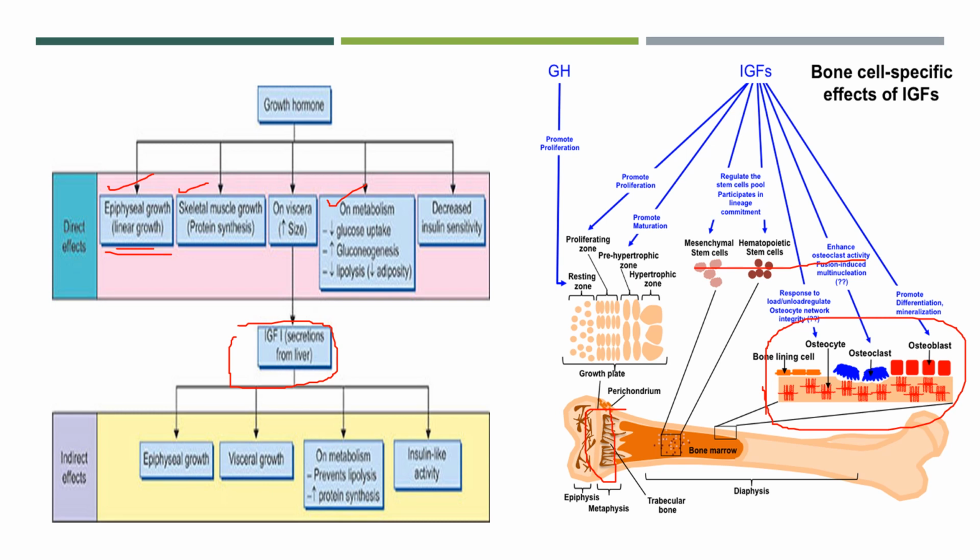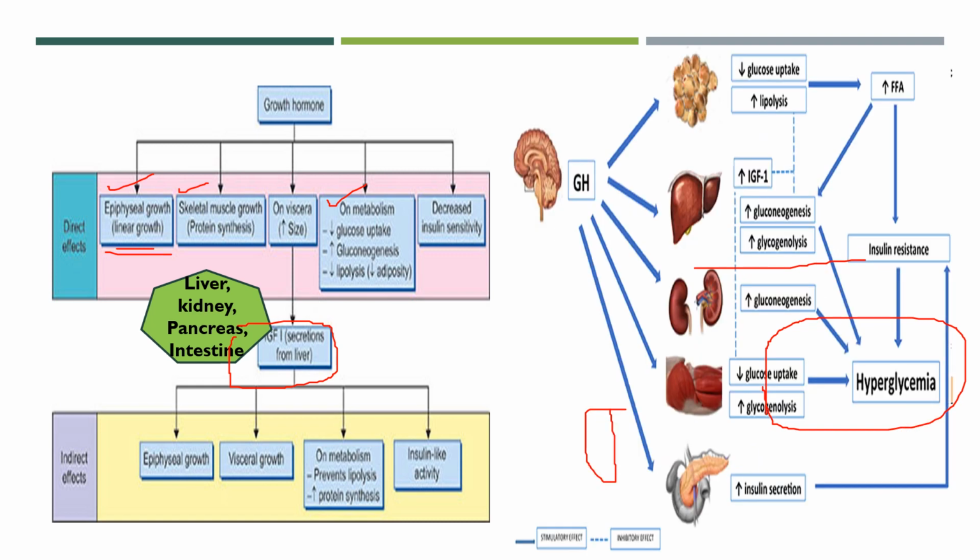It also enhances the growth of different visceral organs. What are those organs? It may be the liver, kidney, pancreas, and intestine. So there will be increased protein synthesis, increased RNA and DNA synthesis, increased cell size and number. Now in a nutshell we can say that these are the target organs of growth hormone.